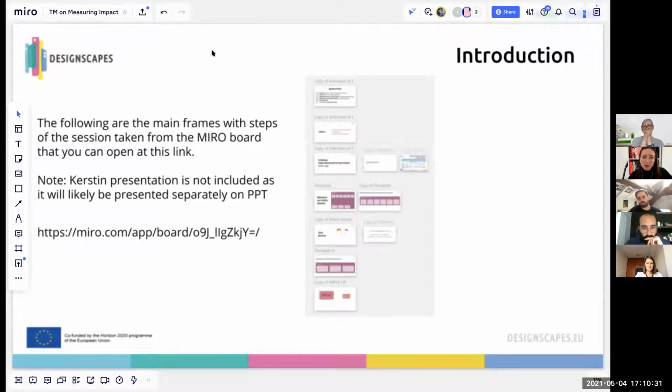Later on, we will have a presentation from Kirsten, and that will also be through the slides we are sharing in Zoom, so don't get too lost on Miro yet.